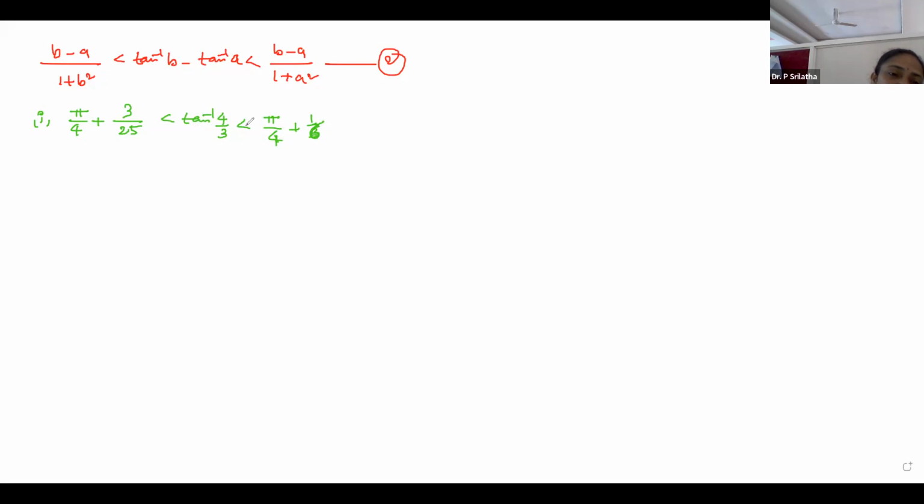Anyone? So first of all, we need to identify what is the B value and what is the A value, right? Can you tell me what is the B value and what is the A value? From the question, you need to identify them.